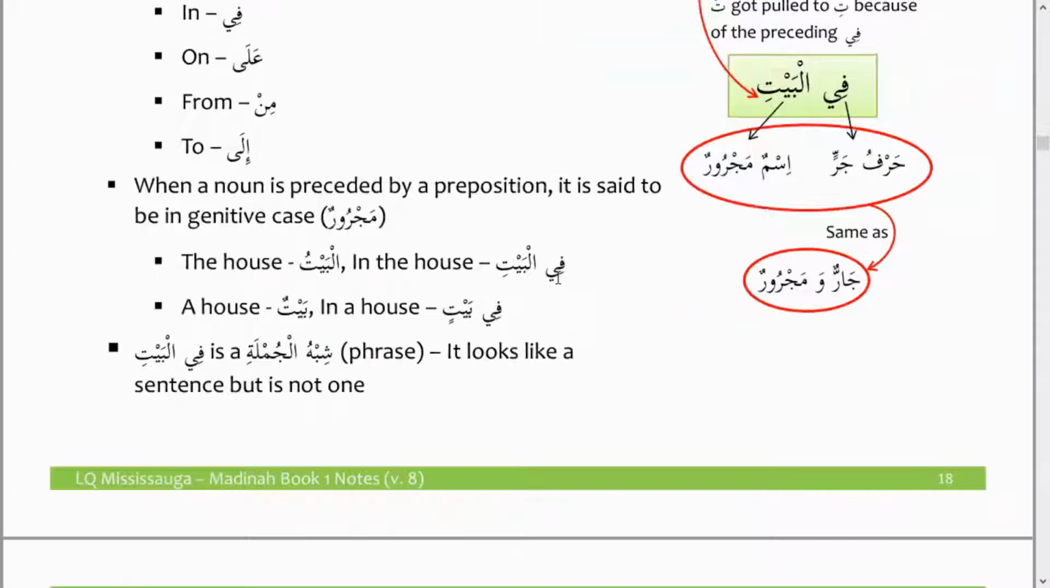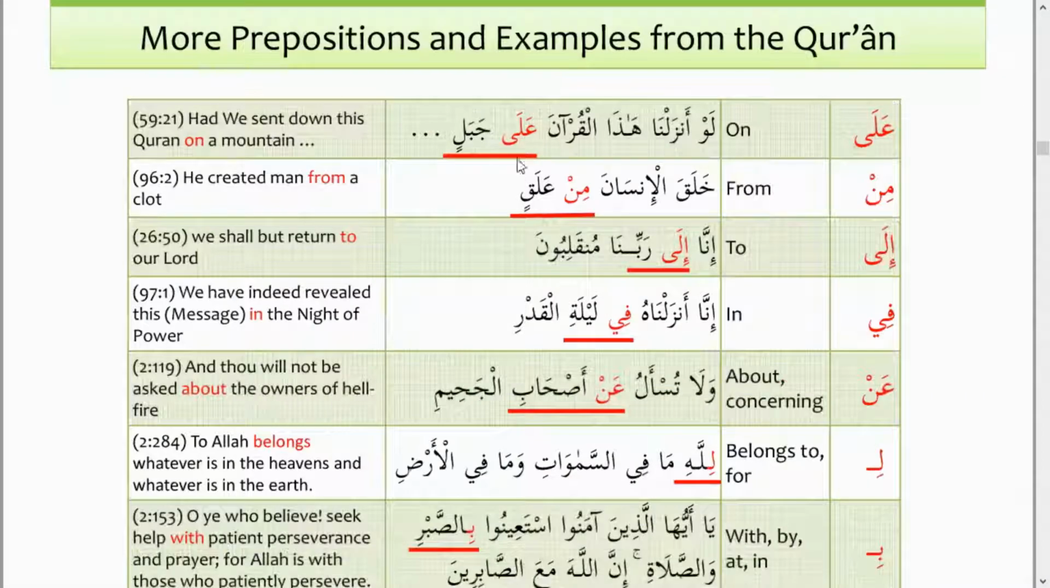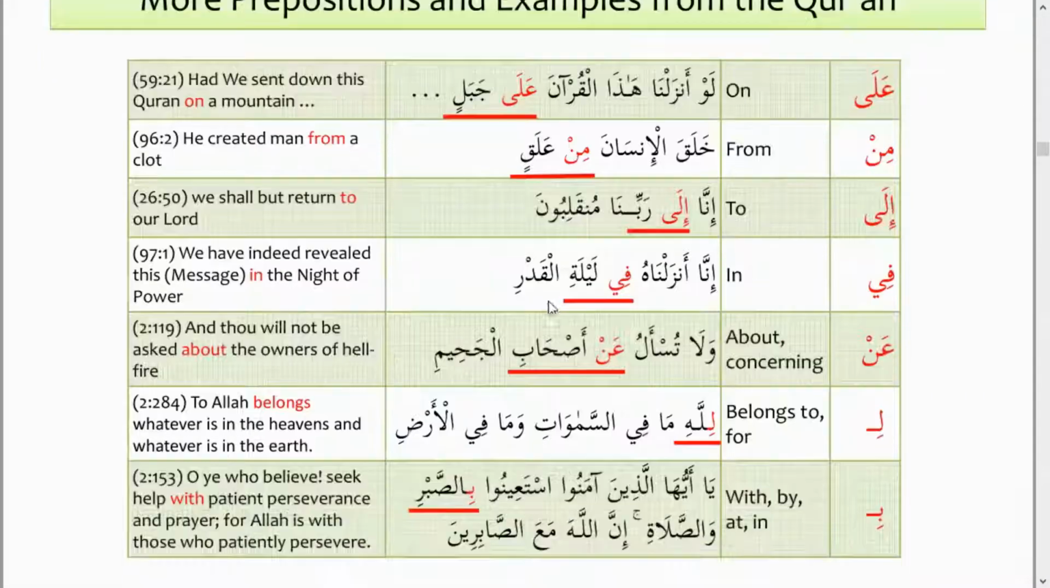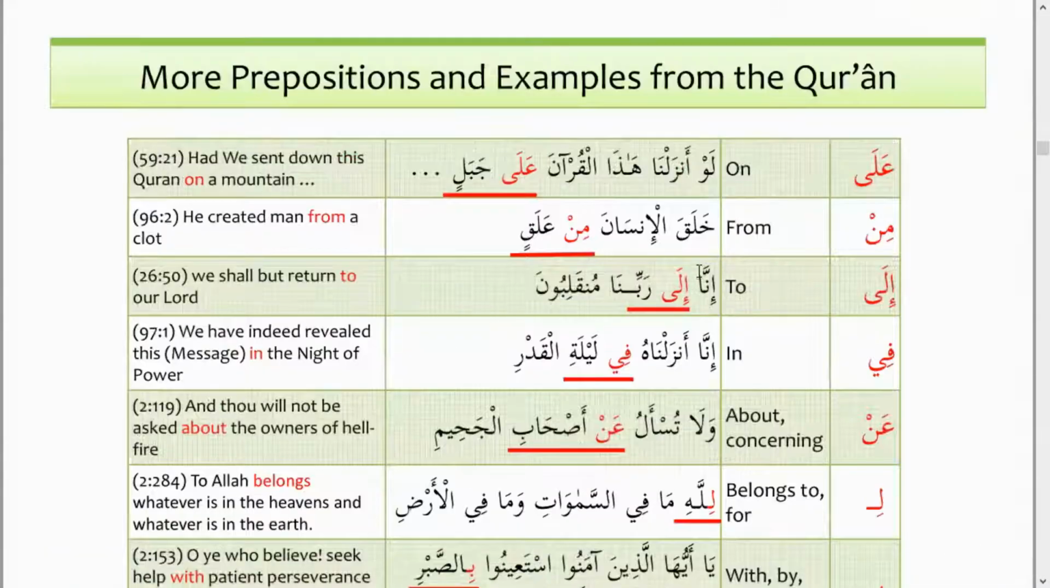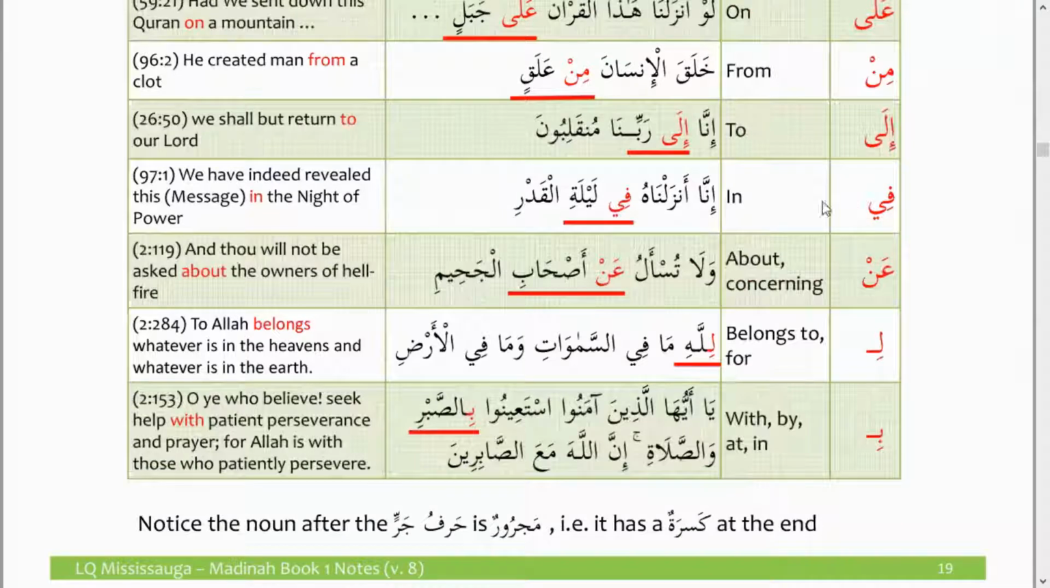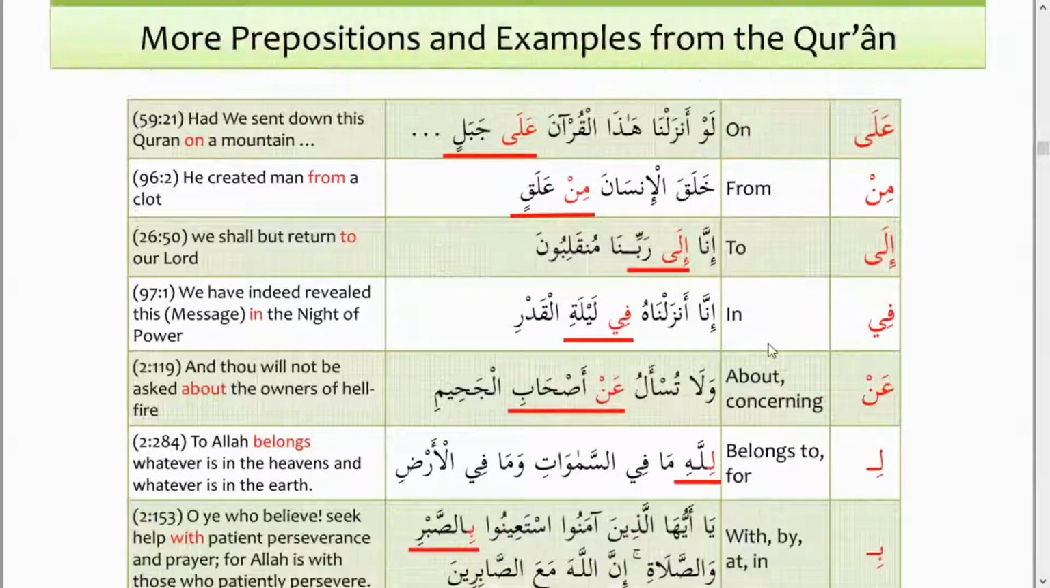In a similar way, inshallah. Right? Ala jabalin, min, ala, ila rabbina. We need a lot of practice for this, inshallah. But as of now, we understood that there are so many prepositions. There are almost 16, 17 prepositions in the Arabic language. Ala is on, min is from, ila is to, fi is in, an is about, li is belonging to, bi is with or by. These are all the prepositions, inshallah ta'ala.